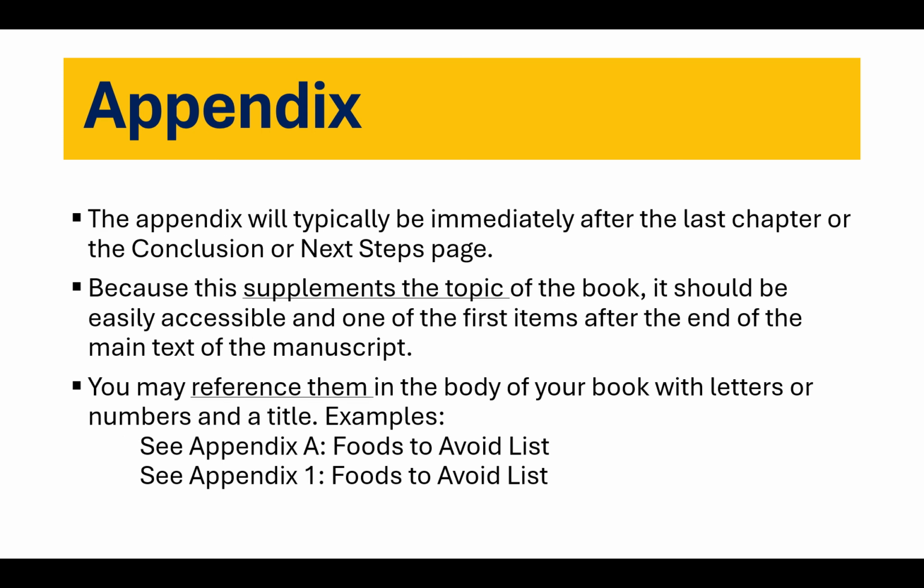The appendix will typically come immediately after the last chapter or right after the conclusion or next steps page. Because this is related to your topic and it's additional information for the topic of your book, you want it to be easily accessible and one of the first items after the end of the last chapter. So you can, I would say, put it after your conclusion page if you have a conclusion page.